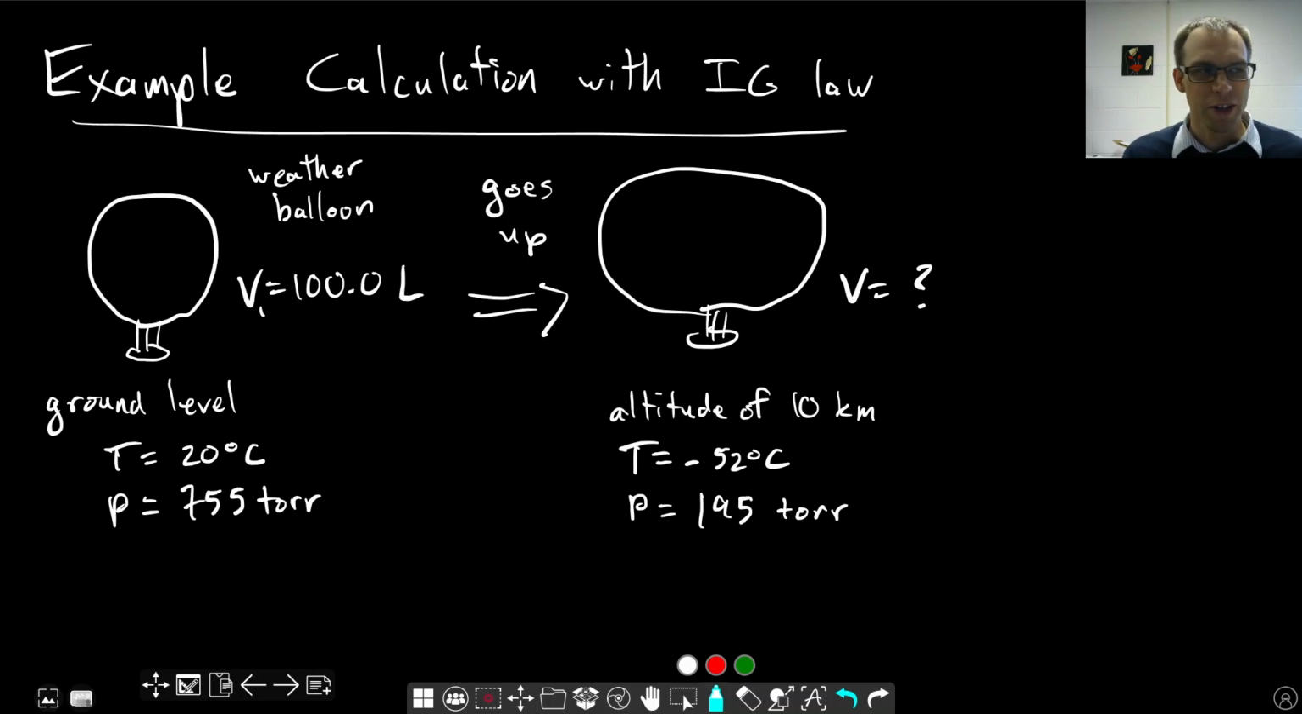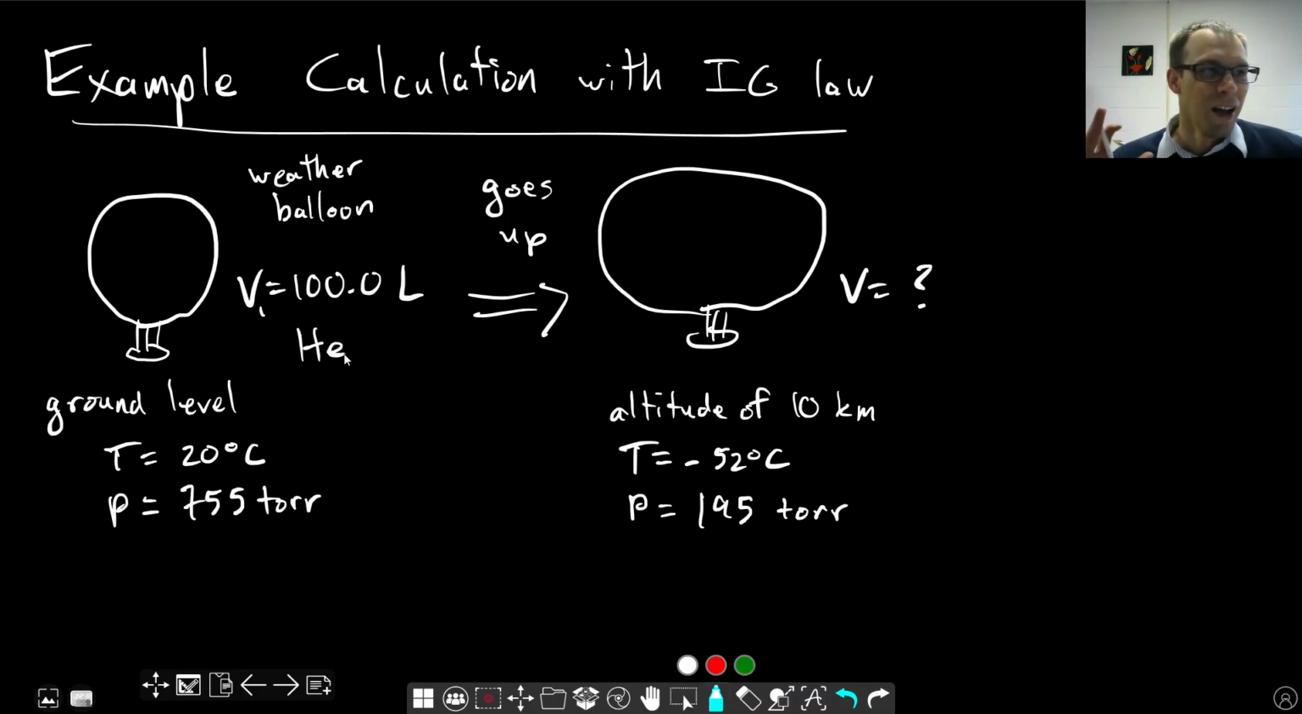And so what we're imagining is that we start with a weather balloon that has 100 liters. In the problem it says that this is helium. It actually doesn't matter which gas it is, as long as it's one that behaves like an ideal gas. So it could be nitrogen, it could be oxygen, but helium is going to float better. So the other ones won't float. That's why you would use helium for something like this, because the weight is lower and it's buoyant.